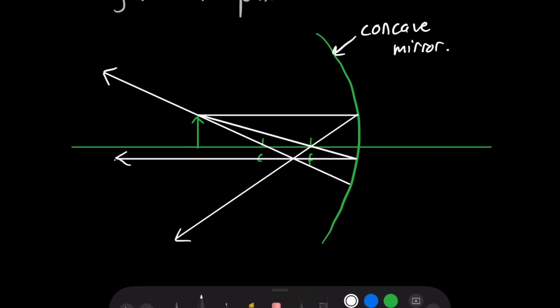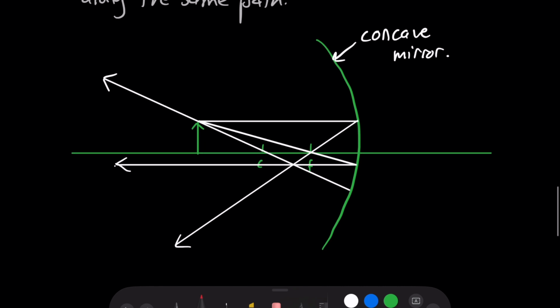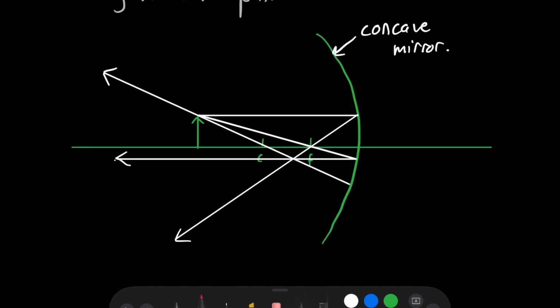Now, where does our image end up? And I'll tell you where. So we do have a point on our ray diagram where all 3 reflected rays intersect, and that area is right here. I'm just going to draw a quick red circle. So that area is right there.